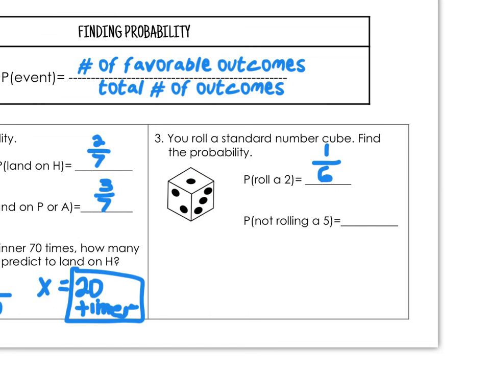Now for the next one. Let's say I asked you, what is the probability of not rolling a 5? So if you're not going to roll a 5, that means you're going to roll every other number. So you're going to roll a 1, 2, 3, 4, or a 6. Those are all possibilities. So these are what we call our favorable outcomes. And if we look at these, there's 1, 2, 3, 4, 5 possible outcomes, and there's 6 total outcomes. So the probability of not rolling a 5 would be 5 out of 6.